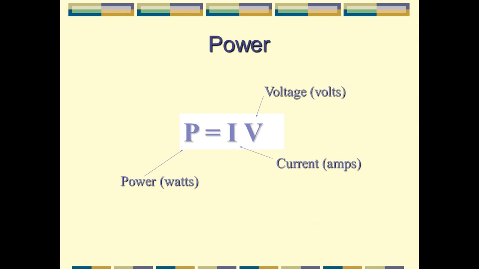So our equation to find power is P equals IV. And the way I remember it, it works for a lot of people. IV Bray, our administrator, IV Bray is in power. So IV, I is current, V is voltage. So current times voltage gives you power.